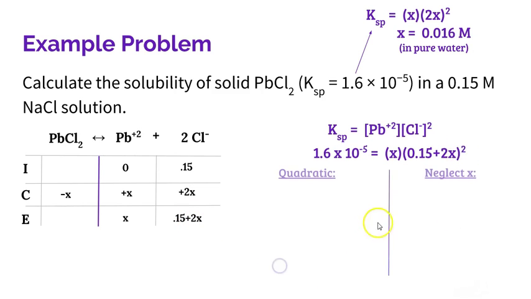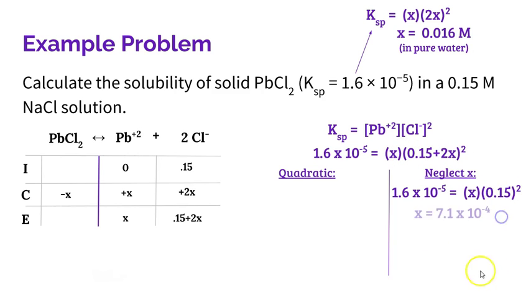Now there's 2 ways we could solve for X. The Ksp is pretty small, so I'm going to show both methods here. If we neglect X, again, only in the addition here, you can't neglect it in the first factor because it would just be 0, it simplifies the math a lot. We end up with 7.1 times 10 to the negative 4th. That would be the solubility of the lead(II) chloride, right? That's how many moles dissolve in a liter of water.